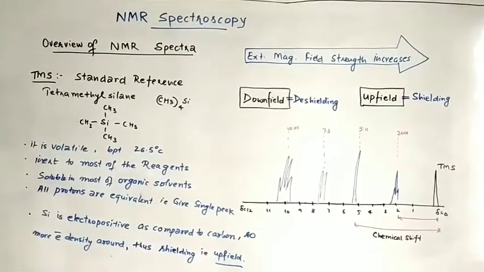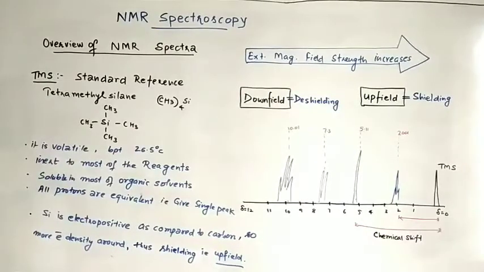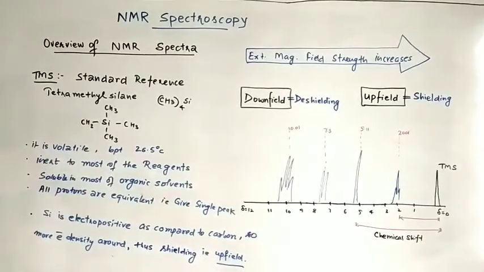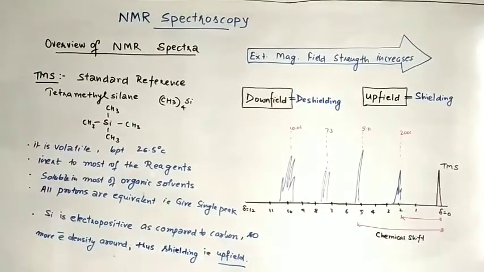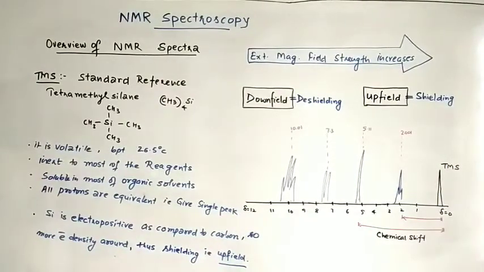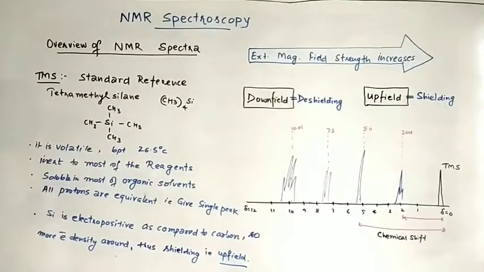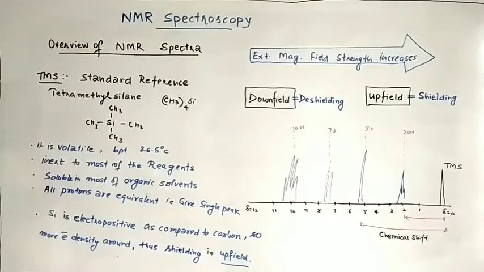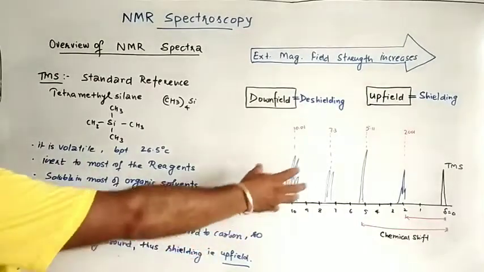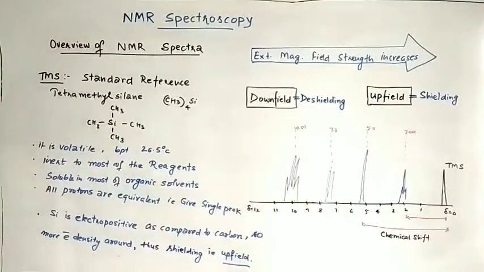First you have to prepare the sample in a suitable solvent, and I will tell shortly which solvents are used and why. Then we put that sample into an NMR spectrophotometer. And what is the output? The output of NMR spectroscopy looks like this. You can see here, this is a spectra on a paper.